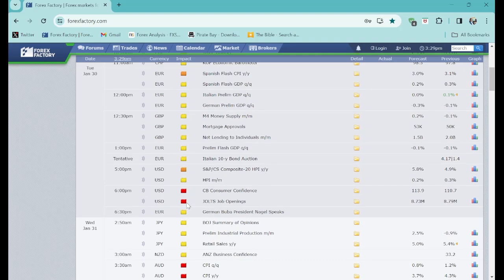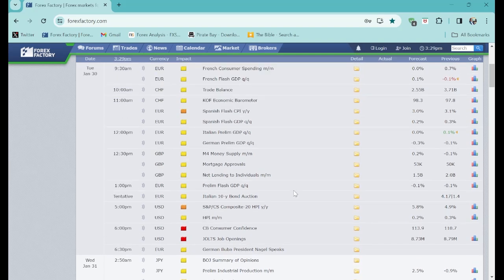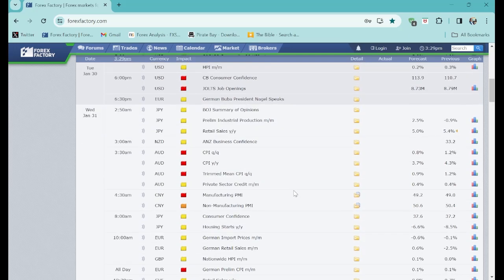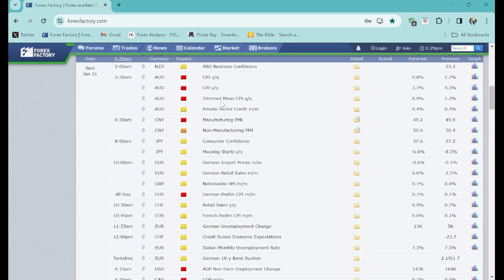Whatever is marked in red means that it has a high impact. It's information that has the potential to affect the market in a strong way. So these are some of the things coming up. Like, for instance, this week we have job openings, we have CB consumer confidence, two things that are coming up tomorrow, Tuesday. Then we have other things coming up in the course of the week.